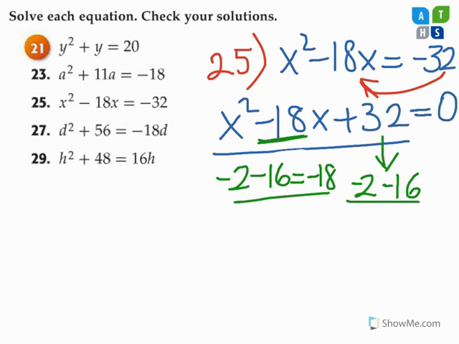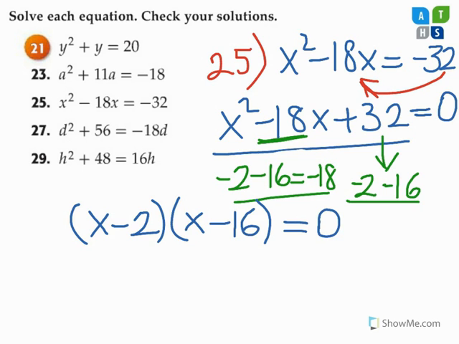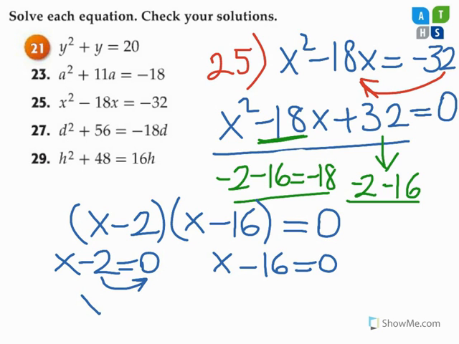I can write my equation in factored form such that it will be x minus 2 times x minus 16 equals 0. Since I have two numbers multiply out to 0, either x minus 2 is 0 or x minus 16 is 0. So what I'm going to do is take 2 to the other side, so x is 2, or take 16 to the other side, it will be 16 on the other side, hence x equals 16.